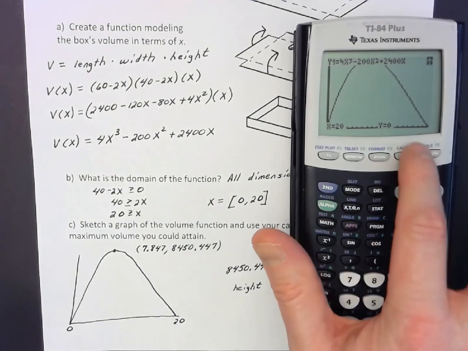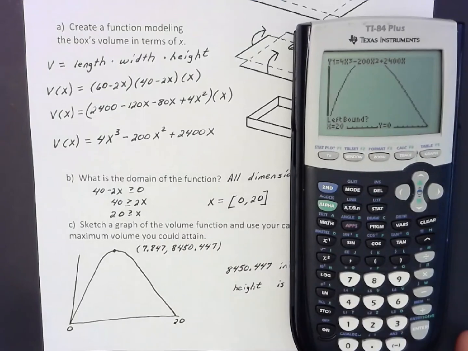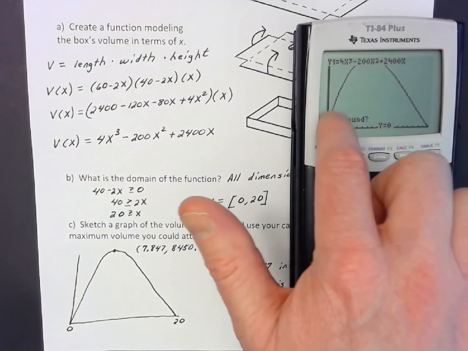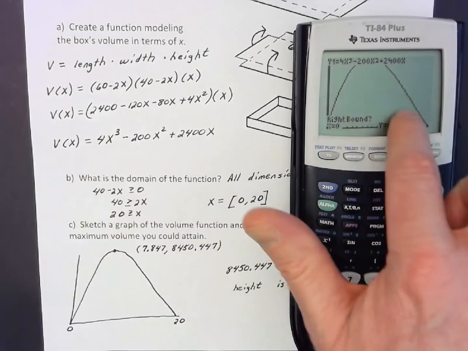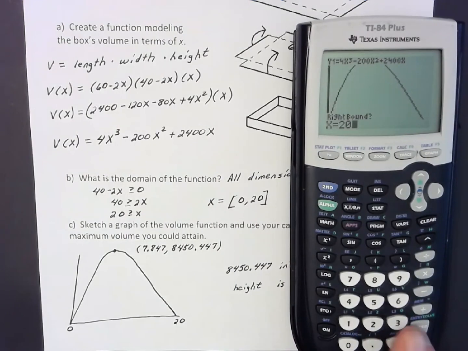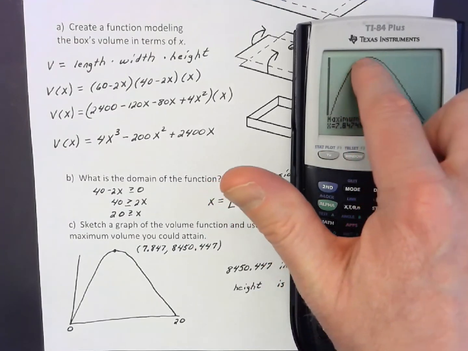In order to do that, I just hit second, calculate, maximum. Left bound. You could scroll around, or you also know clearly 0 is on the left bound of that high point. I'm just going to cheat and say, hey, 0 is my left bound. Right bound. Well, you know 20 is on the right side of that high point, so I'll just hit 20. Guess, I just hit enter again. And then you'll see it's telling you your maximum between 0 and 20 is this point right up here.